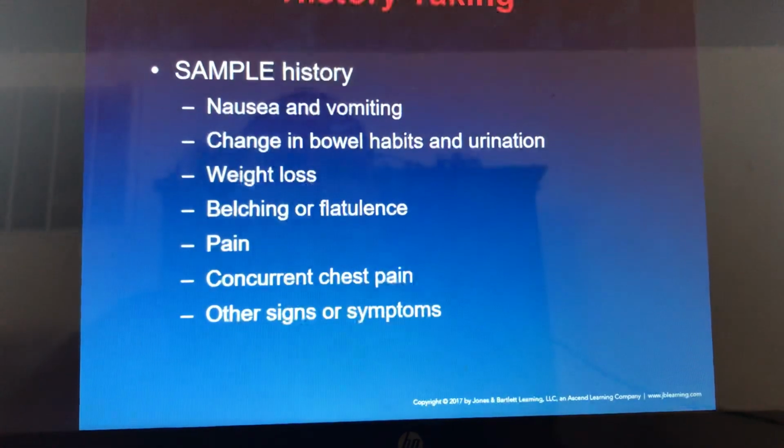In your SAMPLE, one of the things you want to be wary of is that they don't put it here, but pre-existing conditions. Any pre-existing conditions, that's what you want to know about, because they might have Crohn's disease or something of that nature.